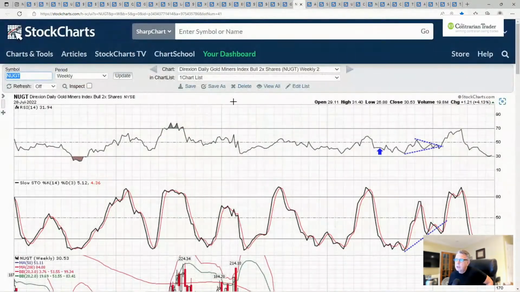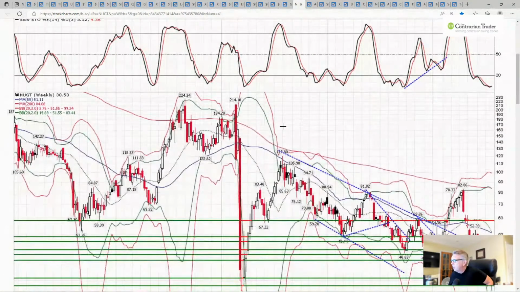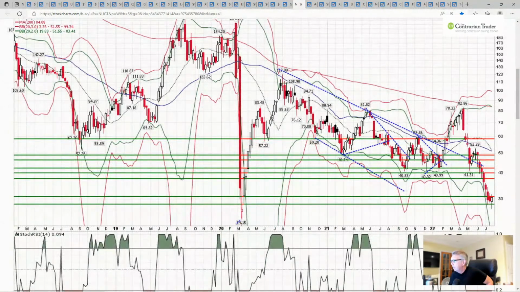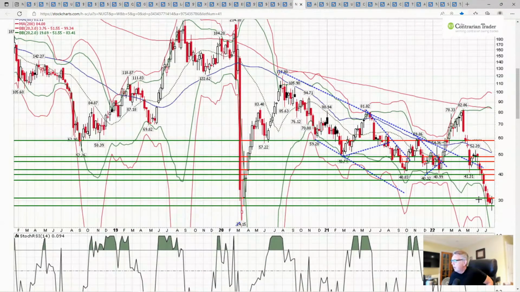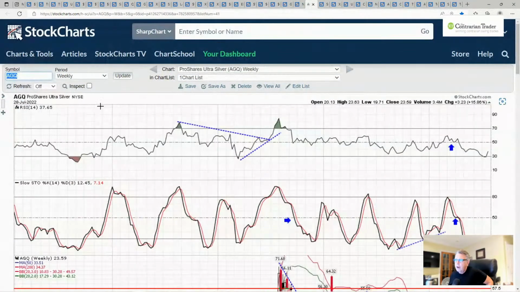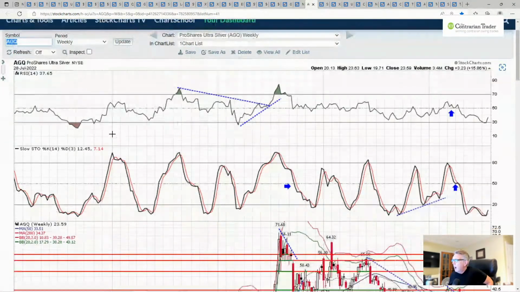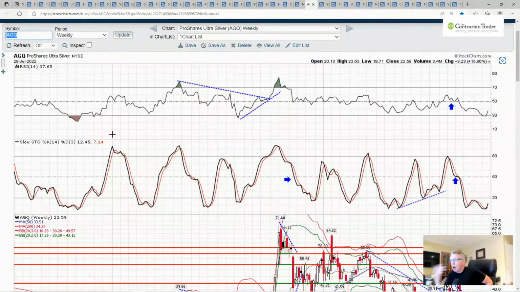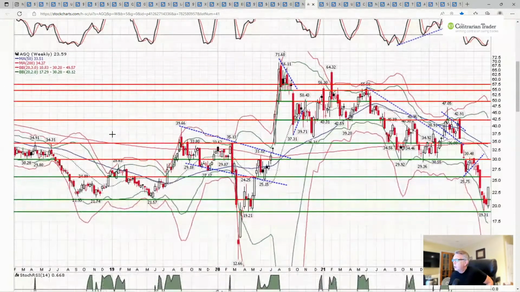Our NUGT trade, we sold naked puts this week. We booked profits on those puts today. Bullish key reversal bar on the week. We're up 4% on the week on this trade. Silver, we're up, oh my God. This is an ultra silver ETF. We're up nearly 16% on the week on this trade. Outside reversal bar, bullish key reversal bar, whatever you want to call it.